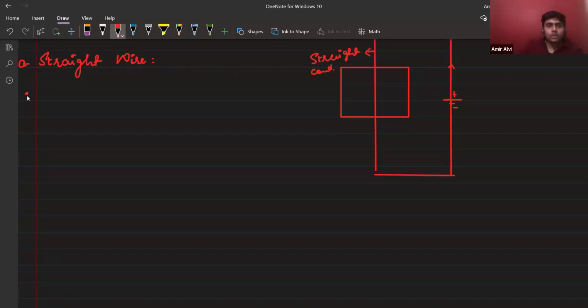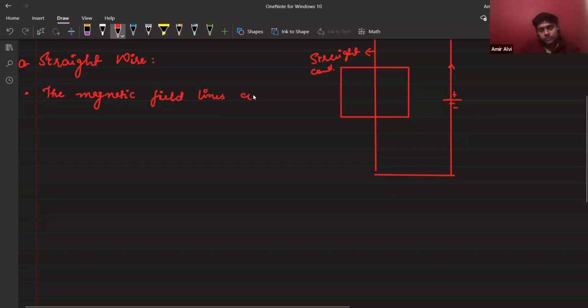Let me write it down. The magnetic field lines around a.